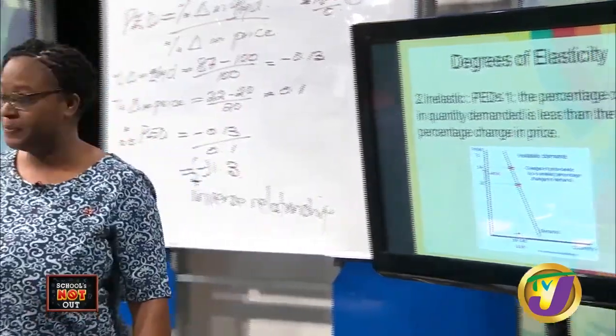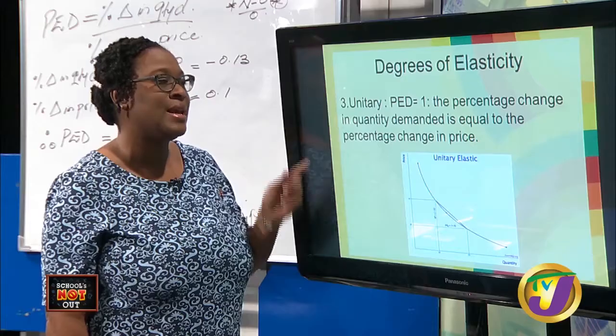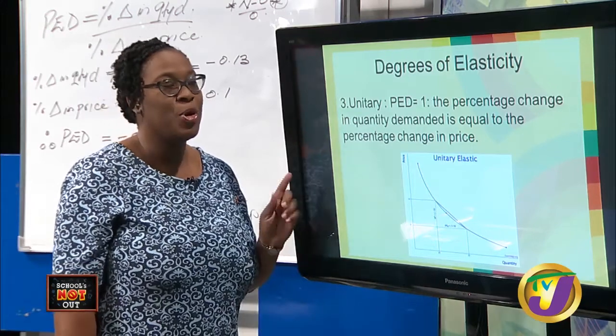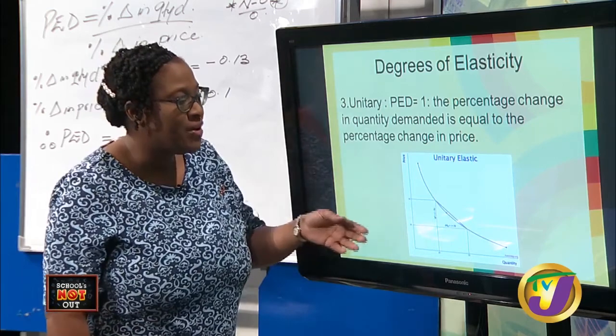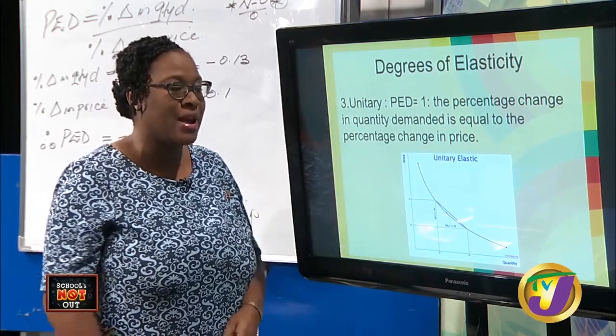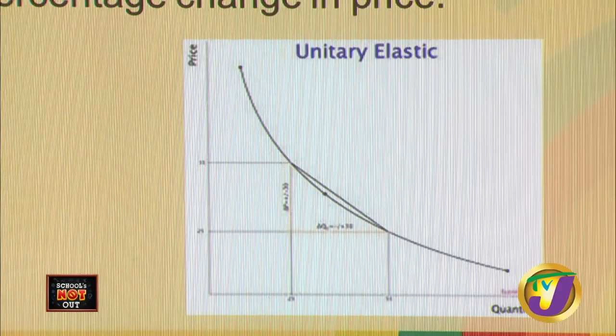Let's go on and look at the other one, unitary elastic. This is when the price elasticity of demand is equal to 1. So what you'll find here is that the percentage change in quantity demanded is equal to the percentage change in price. So it is the same. So if there is a 10% increase in price, you'll find a 10% decrease in quantity demanded.